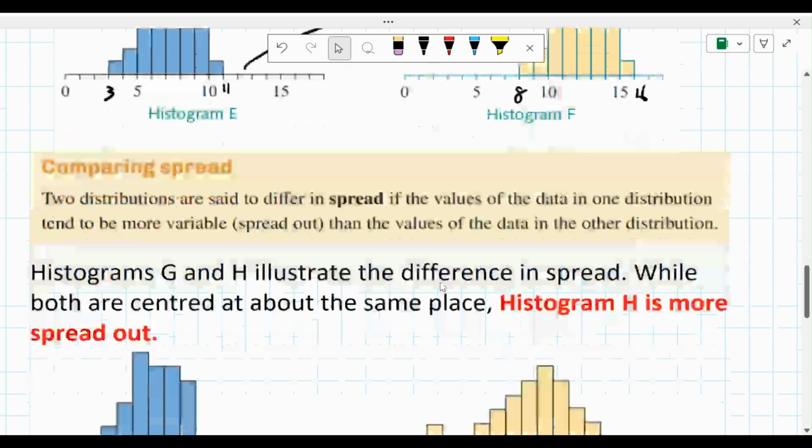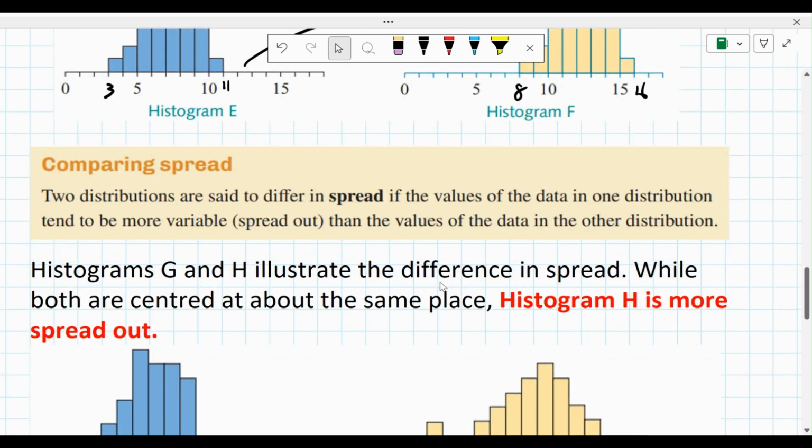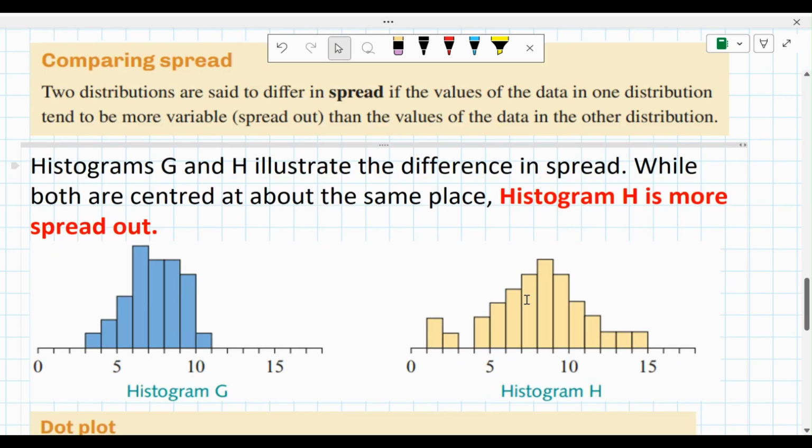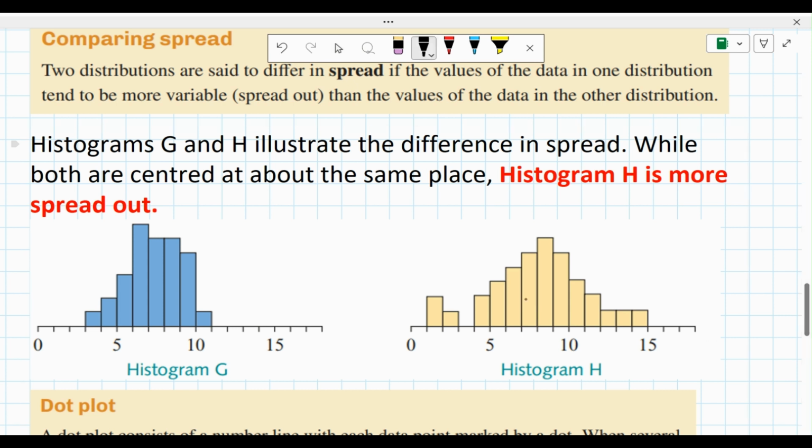Okay, comparing the spread. We can say the groups G are different in spread. So this one is together, but this one we can say is more separated. So we can say they differ in spread.